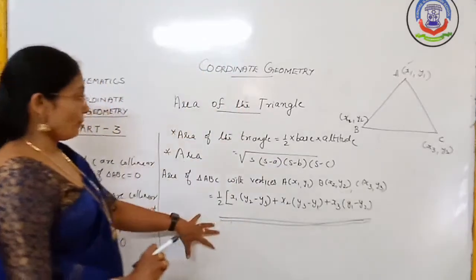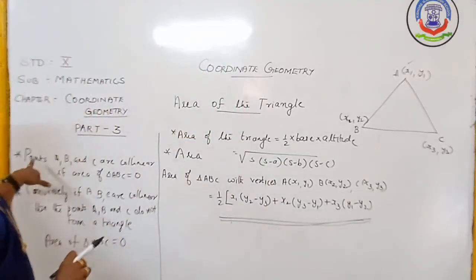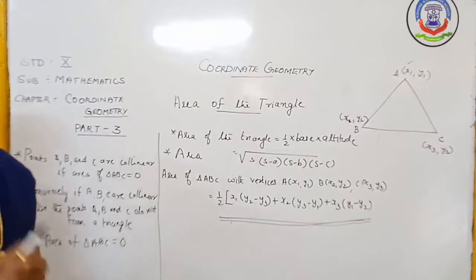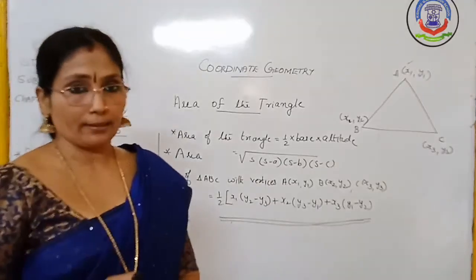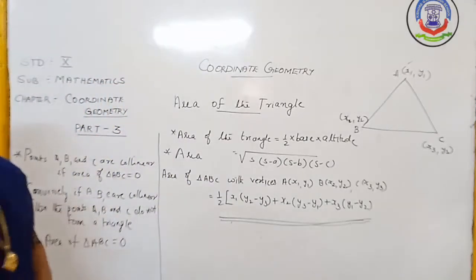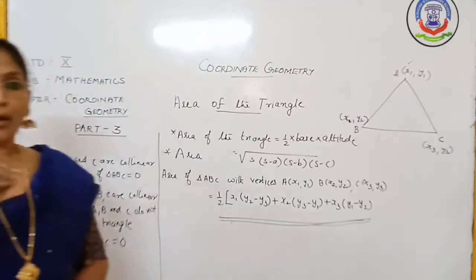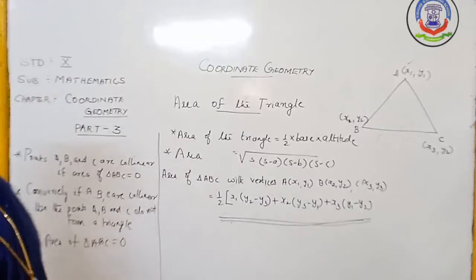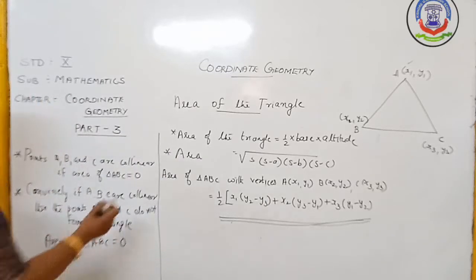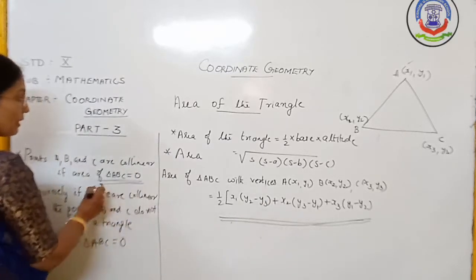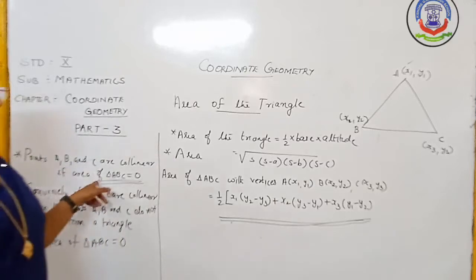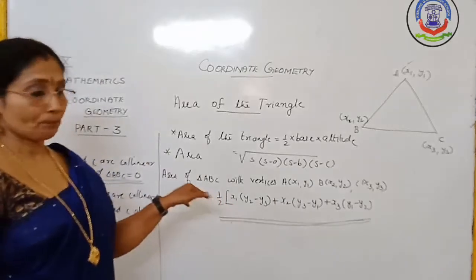Now from this formula we can say some points. What was the point? If points A, B and C are collinear, collinear meaning, as I already explained, the points which are on the same line, then the area of the triangle ABC will be equal to 0. This application we have to use in the sums.